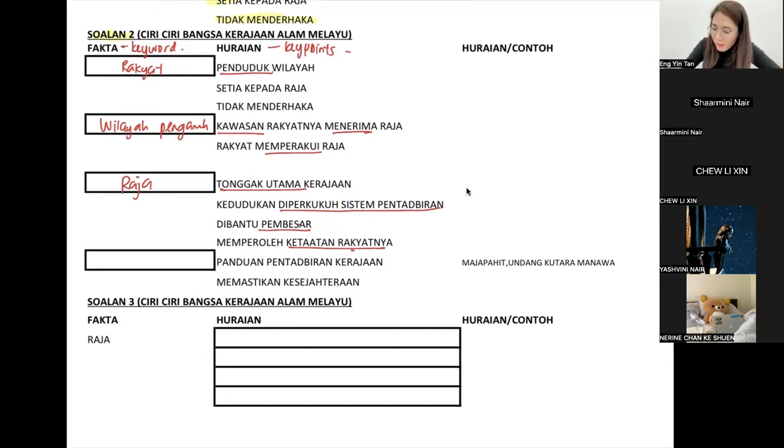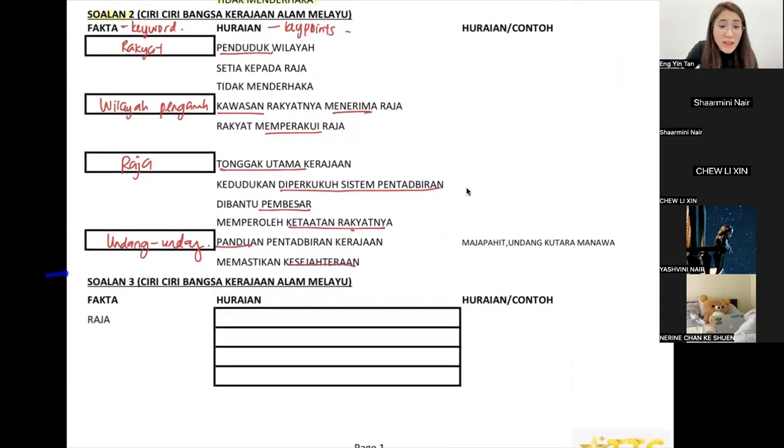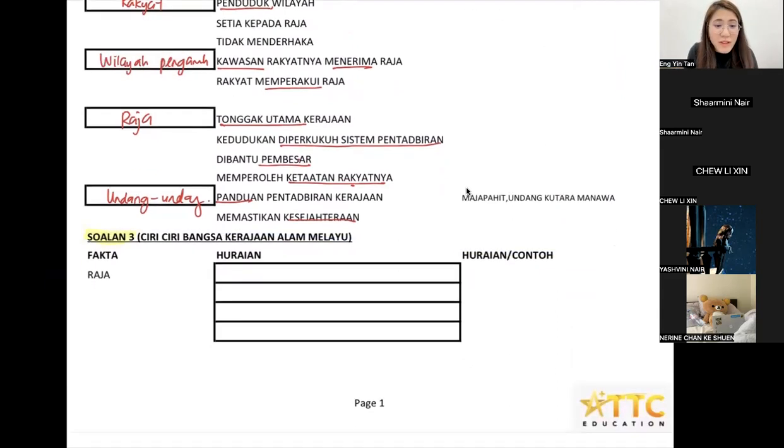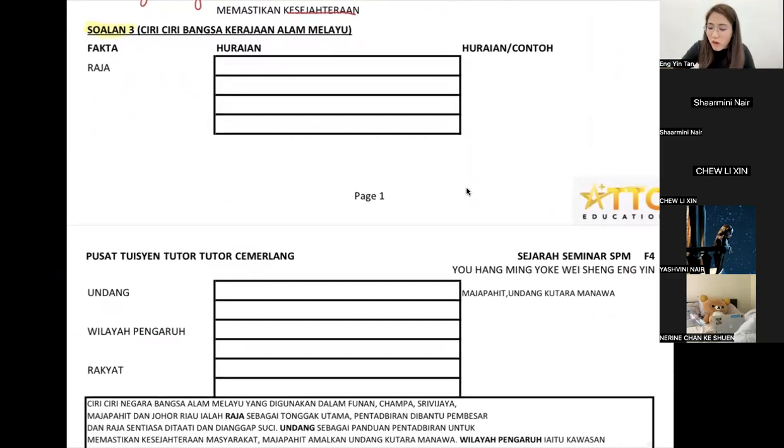The next one here. Panduan, guideline, make sure peace. This one is the undang-undang law. Very obvious, right? So you see, guys, after you know all these things, maybe don't think that you guys are already done. No, that's not yet. So question number 3 pops up. What does it mean? Question number 3 is asking you, based on all this ciri-ciri, to tell me all the huraian. So it's like a repetitive practice.